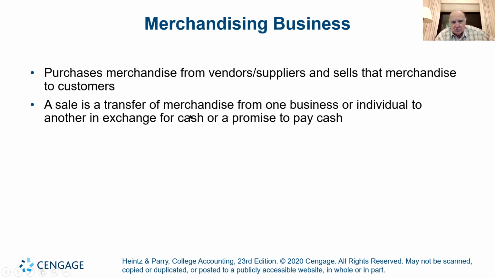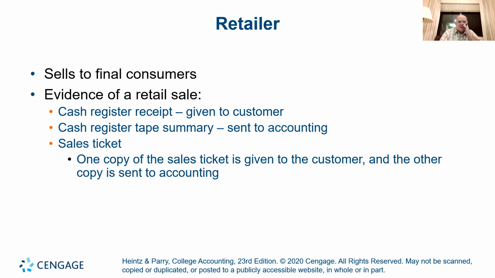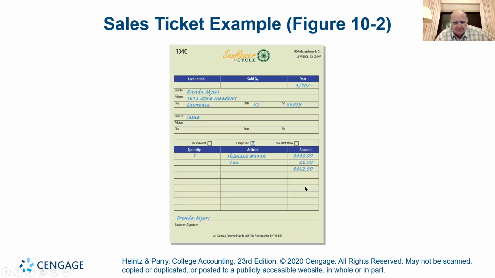A sale is a transfer of merchandise from one business to another in exchange for cash or for a promise. Who knew, huh? I bet you didn't know that before you came here. A retailer sells to end users, sells to customers, okay? When we buy something at Target, at Nordstrom's, we are buying from a retailer. They're selling to us, the end user. And when the retailer sells things, they need proof. They got to have their cash register receipts available, the tape, sales tickets, whatever.